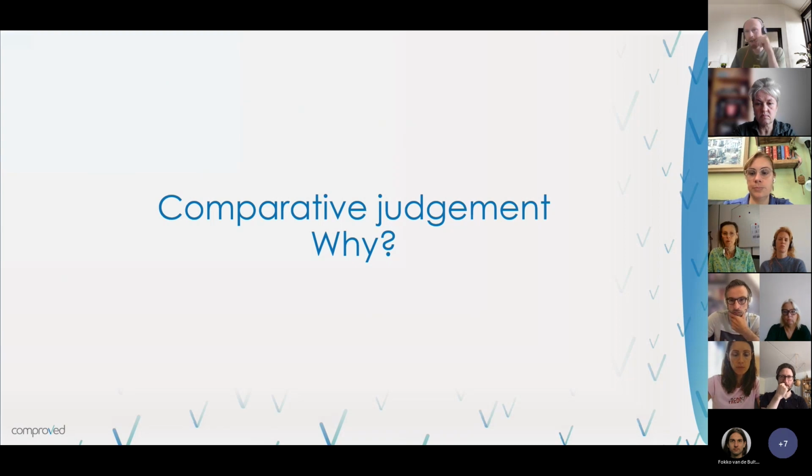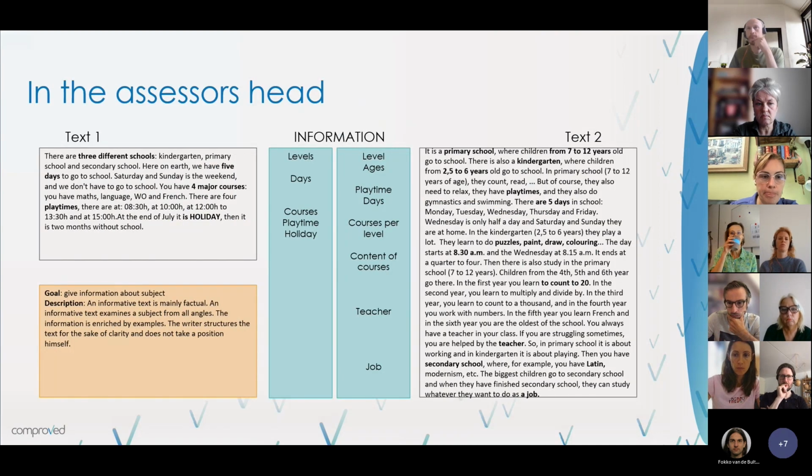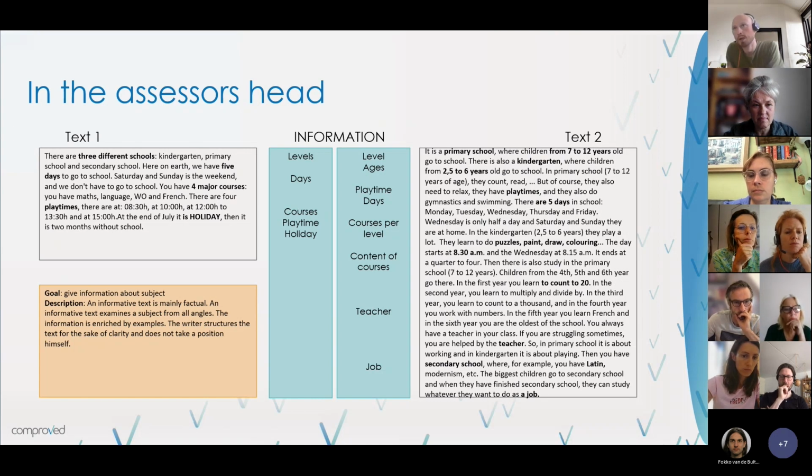What is actually happening with comparative judgment? I'll give you an example of a comparison. So you see two texts. The assignment here was to write an informative letter on what a school is in the 5th and 6th year of primary education. So the students wrote their text, and the main goal was to give information to a stranger so he could understand what a school is.